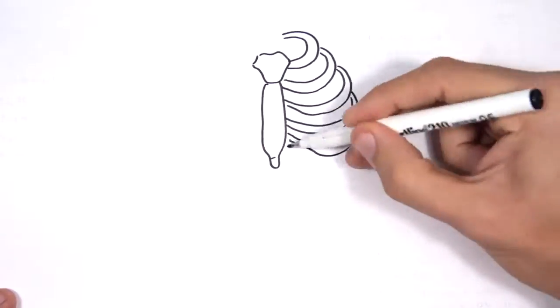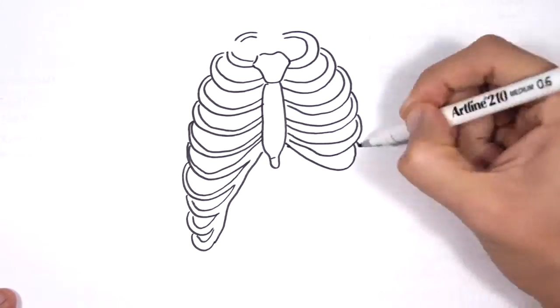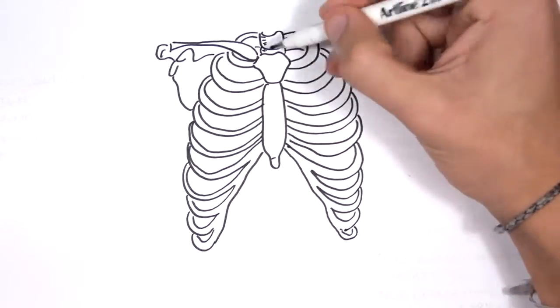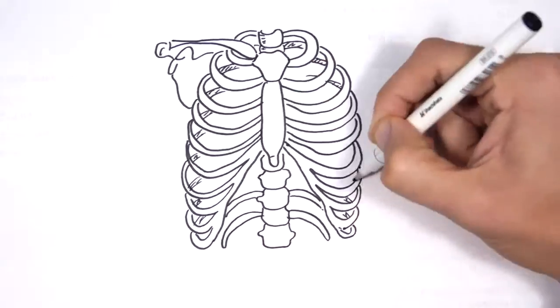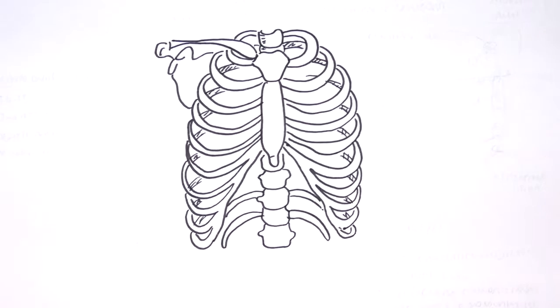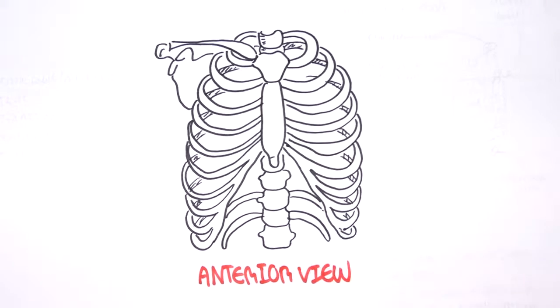Hello, in this video we're going to look at anatomy of the thorax. So here I'm drawing the rib cage, the thorax area from an anterior view. And here at the back is our vertebrae, the thoracic vertebrae. We have 12 in total, so T1 all the way to T12.